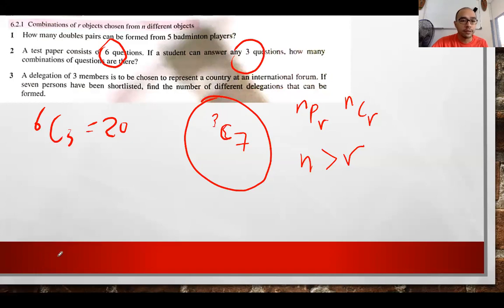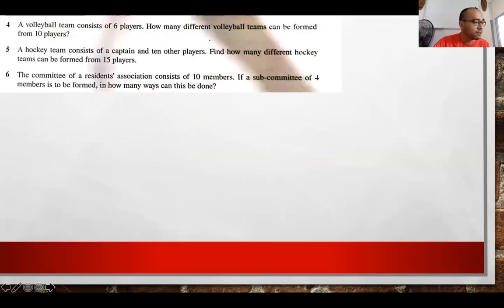All right, so next question I want to take a look at is question 4. A volleyball team consists of 6 players. How many different volleyball teams can be formed from 10 players? Okay, so this is also a pretty simple one. You just need to do 10C6.